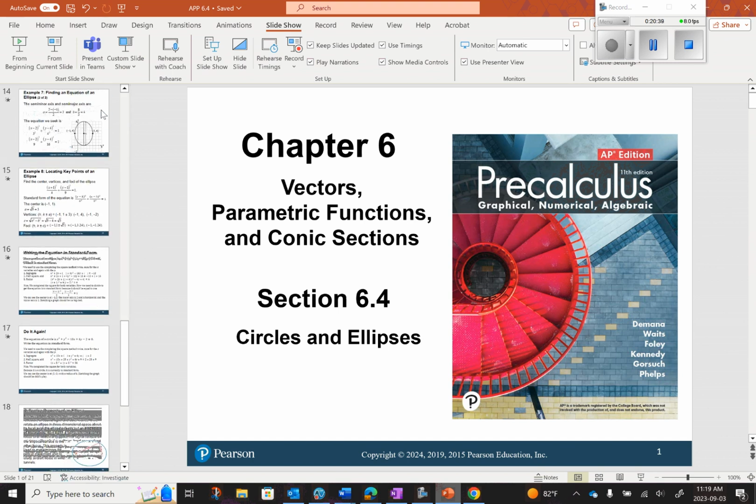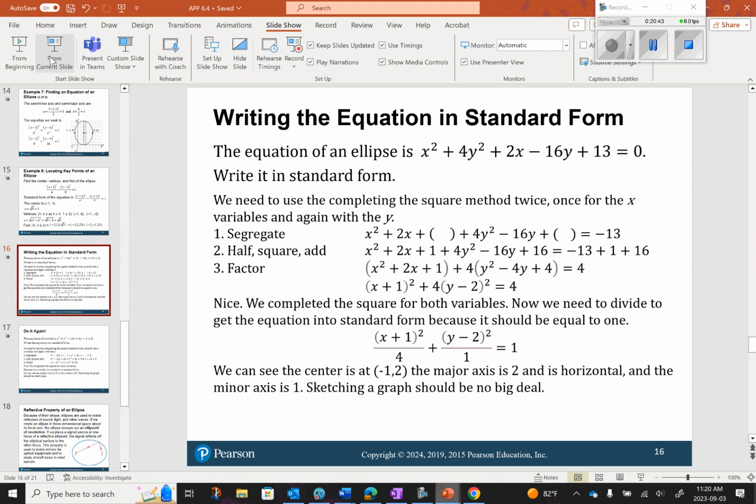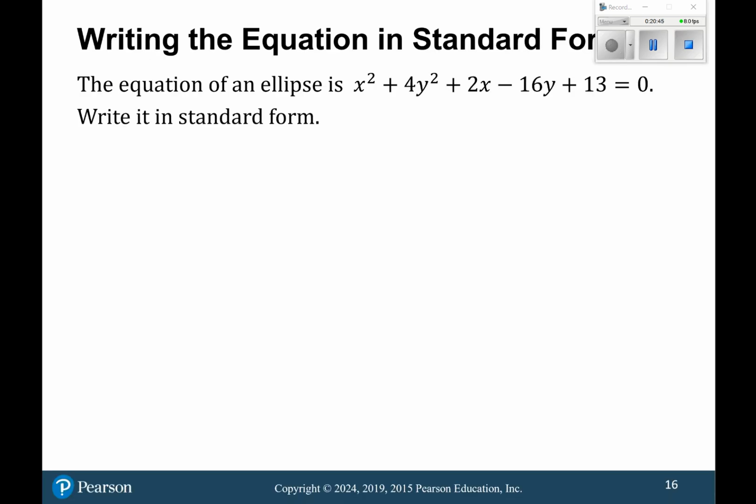Suppose they want to challenge you to take an equation and put it in standard form. Now again, I'm looking at the fact that the coefficient of x squared is implied to be a 1. The coefficient on y squared is not 1, it's 4. This has to be an ellipse. We'll come back to that and do some more review later. So our challenge here is to put it in standard form.